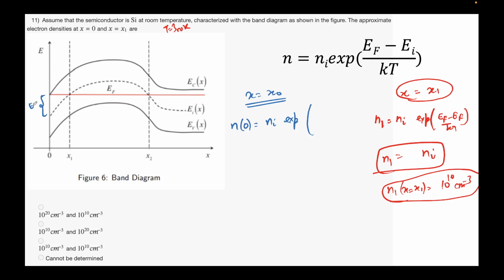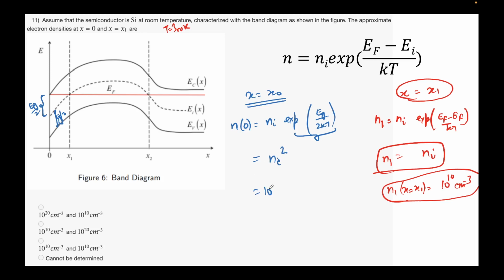This is Eg by 2 and this also is Eg by 2. That's why the band gap is Eg. So EF minus Ei, in this case, is nothing but Eg by 2 kT. Now if you recall the expression for ni, this is nothing but the expression for ni. ni is exponential of Eg by 2 kT. This becomes ni squared. So n0 is ni squared.